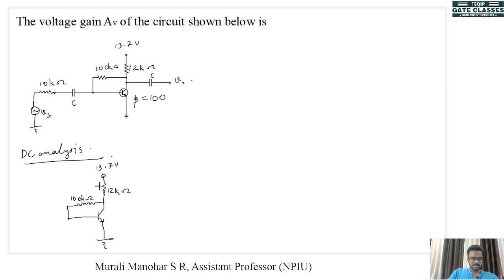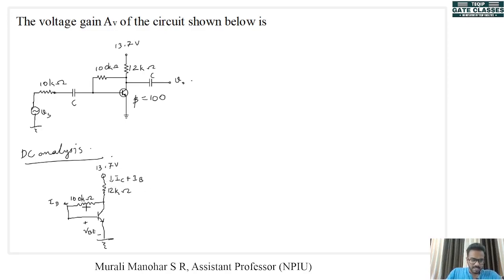Now the current in this resistance is IC plus IB, and the current in this one is IB, and we have a voltage drop here which is VBE. We know how to find the values of these currents and voltages. We also have beta equal to 100 in the question. Now you can try to find out the values of IB, IC or whatever you need, and pause the video here, do that, then come back.